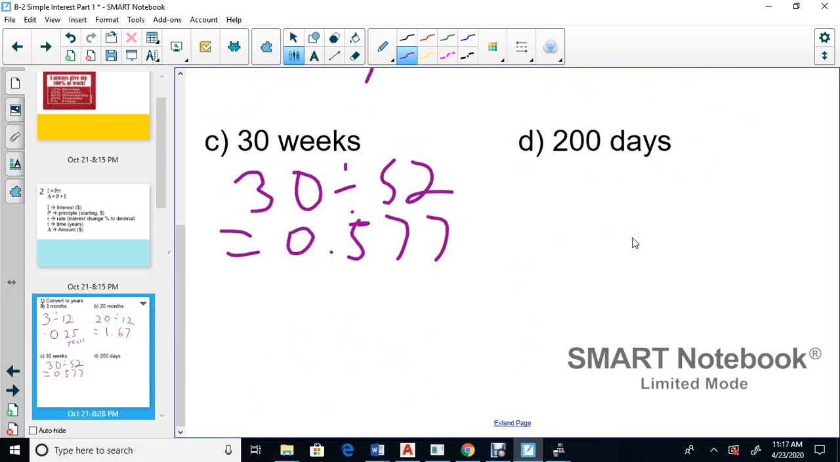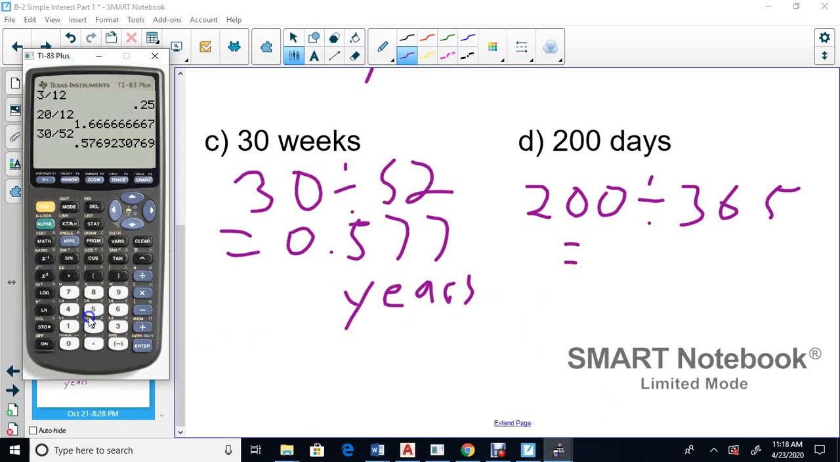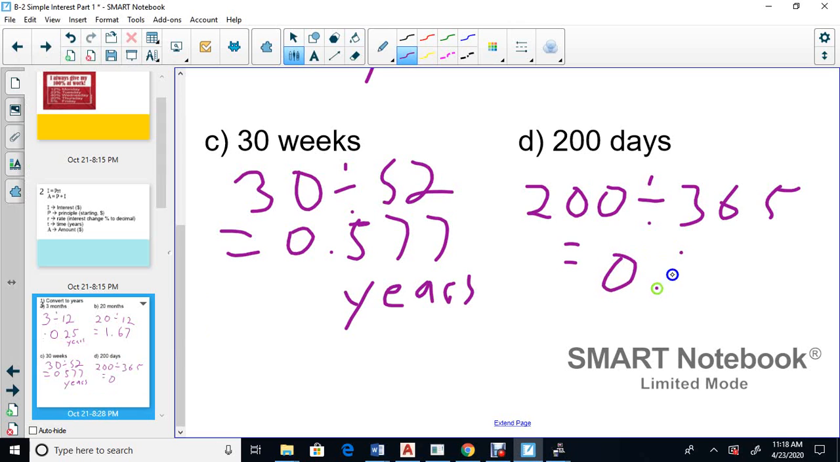Okay, and 200 days, well, we're going to go with 365 days in a year, unless it's a leap year. So we're going to go 200 divided by 365. And again, we'll go to our calculator, and our answers are always in years. So I go 200 divided by 365. And that's like 0.548. 0.548 years.